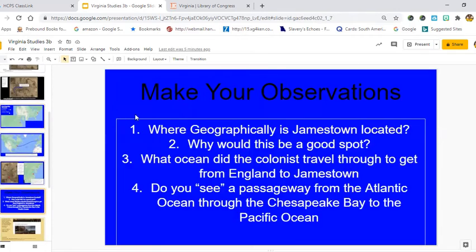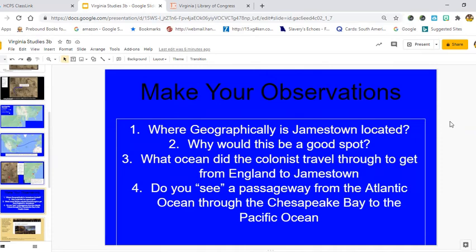So make your observations now on your piece of paper. Where geographically is Jamestown located? So on the map, geographically, where is it located? Be specific. Give as many details as you can. Are they near the shore? Are they in a forest? Are they next to whatever they're next to?